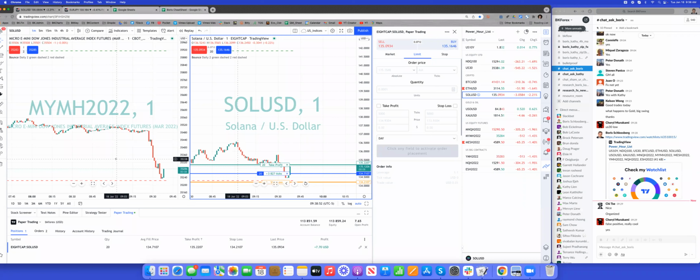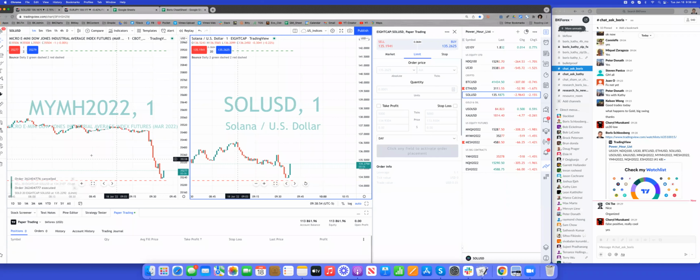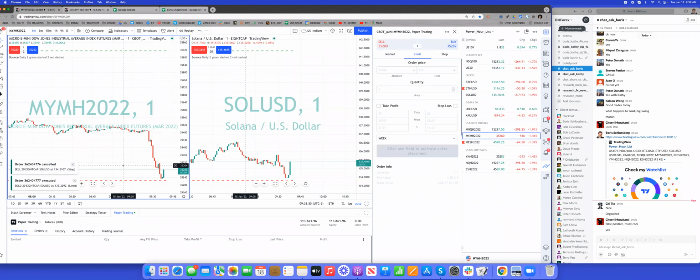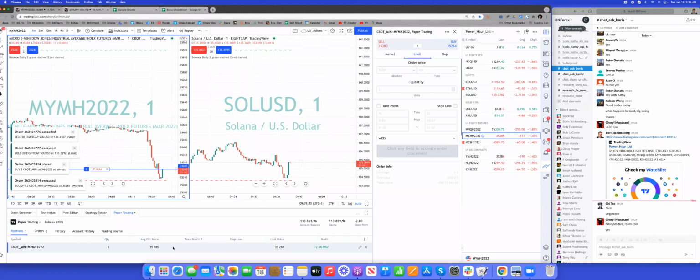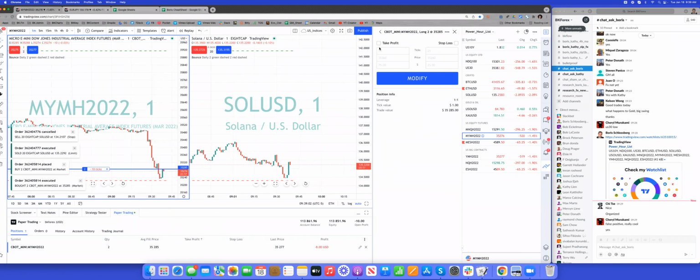Oh, good. Okay. So Dow is definitely looking nice. Solana resolves level 2, and it looks like we're going to go long Dow here at these levels. It may slide on us, which is fine.